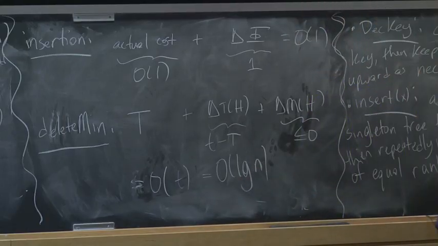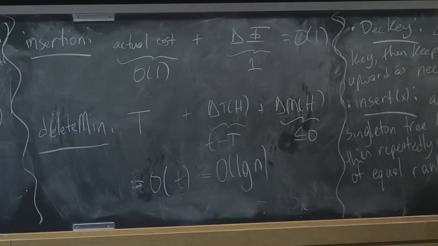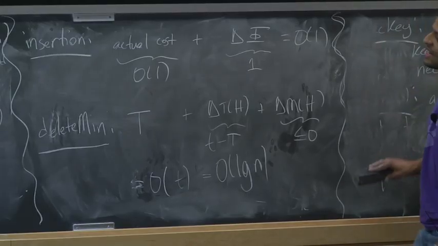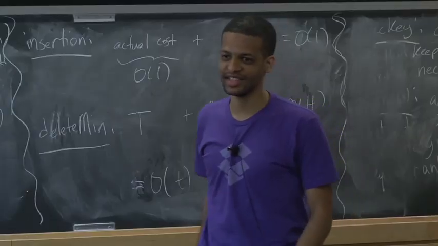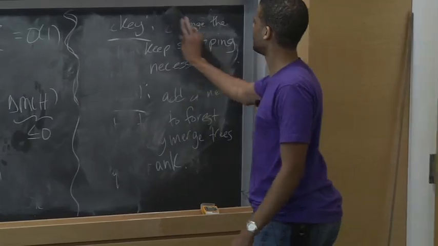Because if we have a rank k tree, that means the tree has size at least F sub k plus 2, which is exponential in k, so k should be at most log n. Notice I didn't actually prove it formally. It's a very short proof. We'll see it at the end of this.